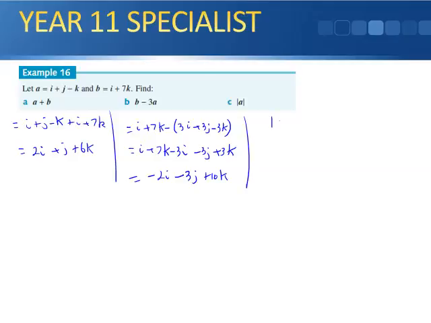And c, the magnitude of a will equal, the i is 1, j is 1, and k is negative 1, so 1 squared is 1, plus 1 squared is 1, and negative 1 squared is 1, so that will equal the square root of 3.